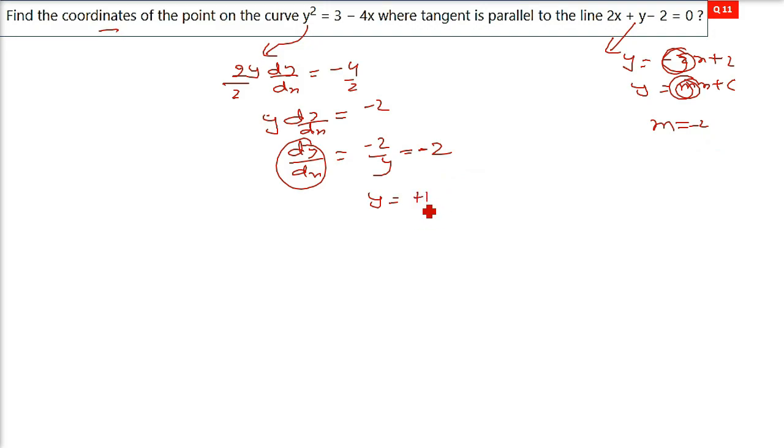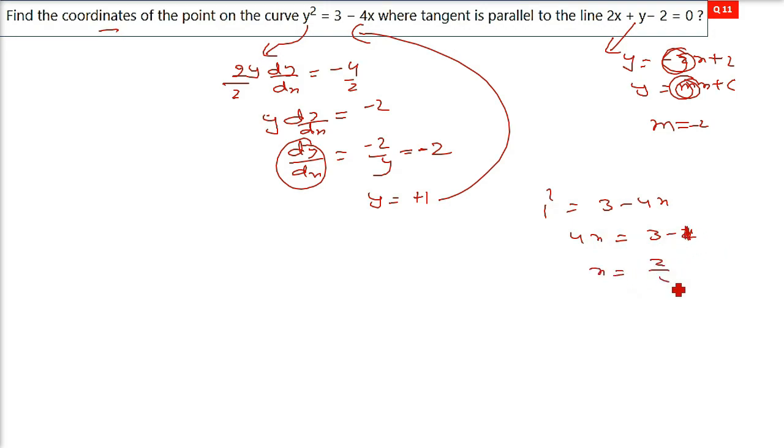Let us find out the value of x. Just put this y equals to 1 in the original equation. It's going to be this 3 minus 2. x is going to be equal to, this is 3 minus 1 actually. So x is 2 by 4, 1 by 2. So the coordinates which are being asked in the question, x is half, y is 1.